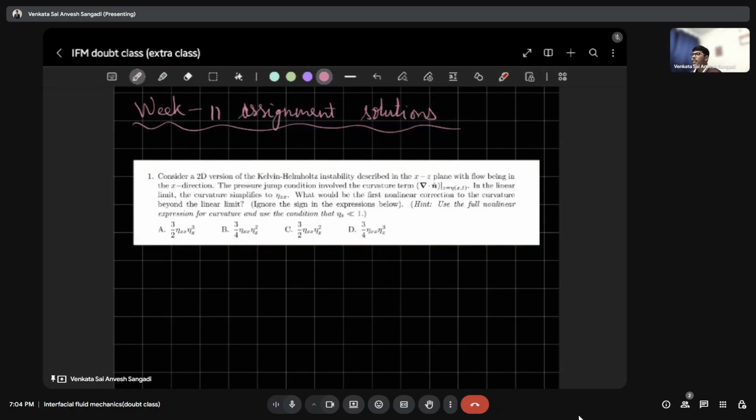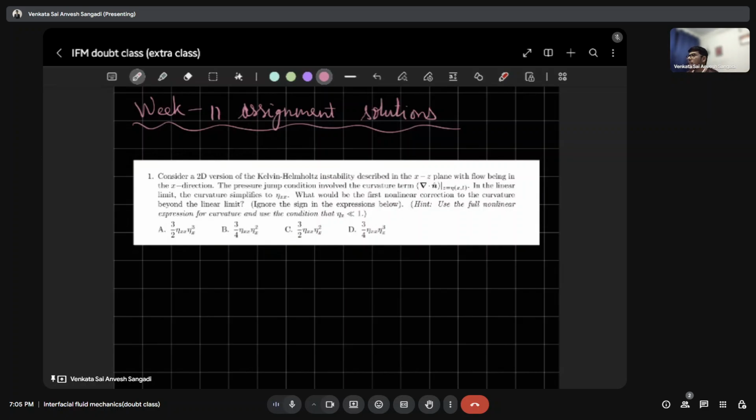In week 11, we go over the Kelvin-Helmholtz instability, and then we look at the stability of the perturbation that is generated on the interface between the two fluids. The fluids are considered to be inviscid, and then we see different configurations and their effect on the stability. So let's look at the first question.